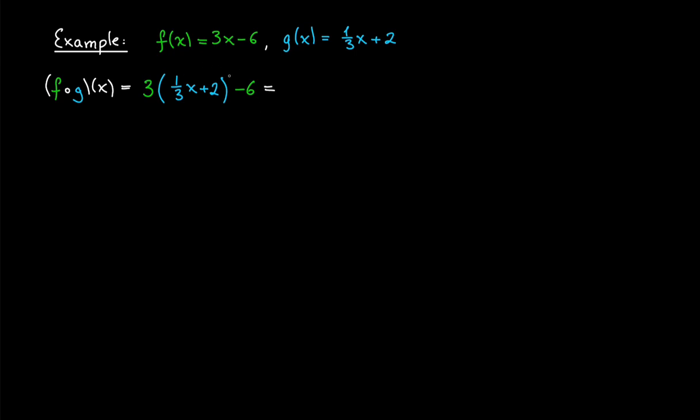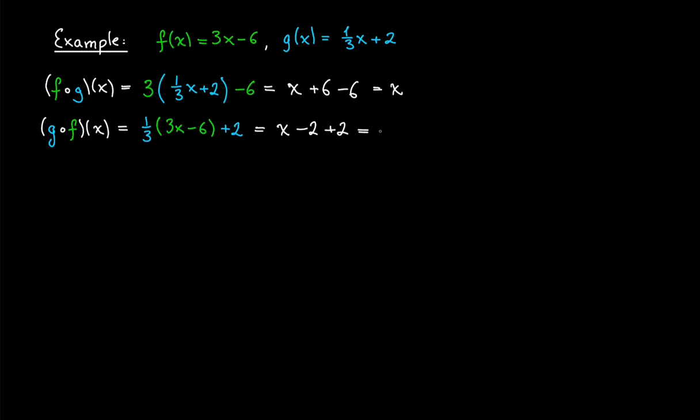Finally, all we have to do is open the parentheses. So 3 times 1/3 of x, we get just simply x. And then 3 times 2 equals to 6, and then minus 6. So simplified, all we get at the end is just an x. Now let's try the other way around, g of f of x. This means we take the f of x function and we plug it into g. Now all we have to do is open the parentheses, so we get x minus 2 and plus 2, which is also equal to x.